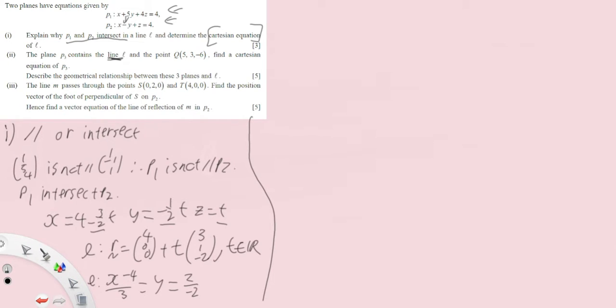Next part, plane 3 contains the line L and has the point Q (5, 3, -6). Find the Cartesian equation of P3.